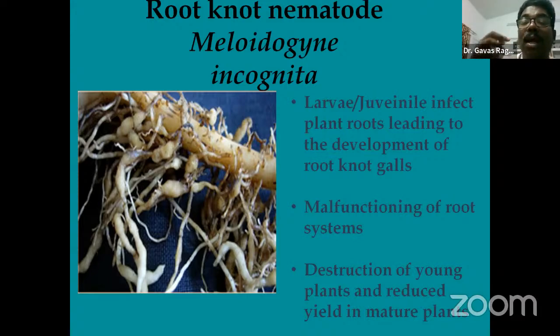Due to the damaged root system, the plants are not in a position to absorb nutrients which are readily available around the root system. So even when sufficient nutrients are available, plants are not in a position to absorb them. The plants show severe wilting, yellowing, and later in young plants, death. But in older plants, there will be poor fruit or bunch formation. Destruction of young plants and reduced yield in mature plants is the result of Meloidogyne incognita.